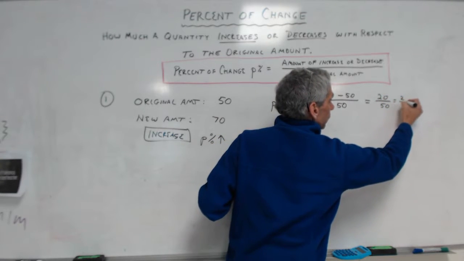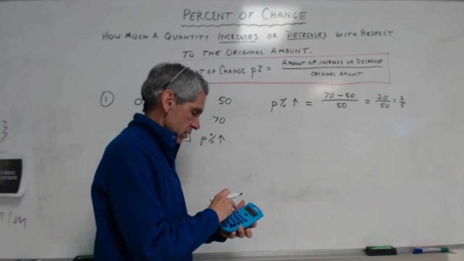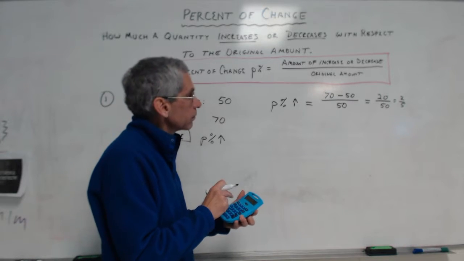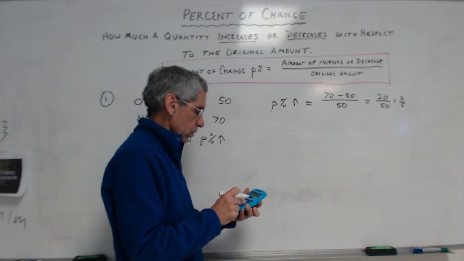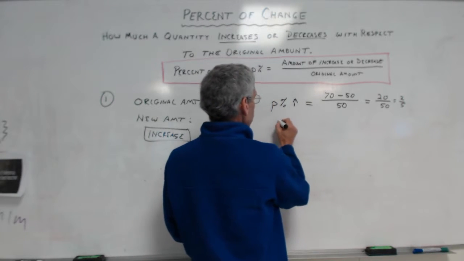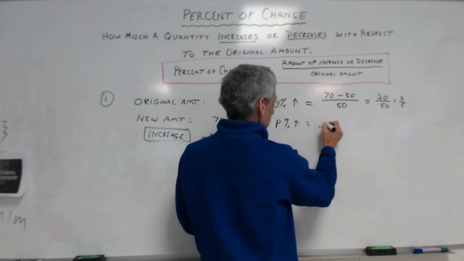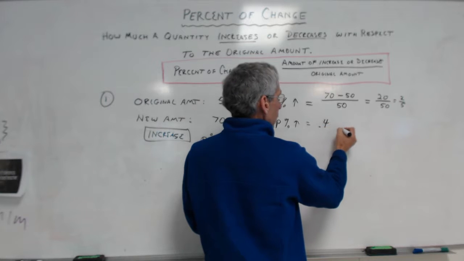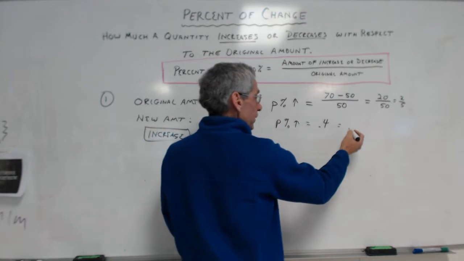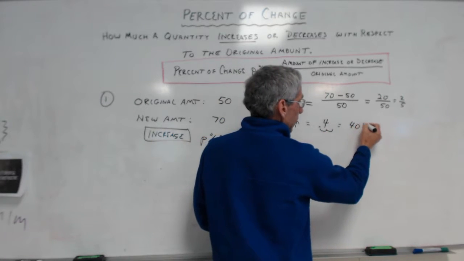So that's 2/5, right? And then if I get out my calculator, 2 divided by 5 equals 0.4. I guess I could pick that up in my head. But anyways, so the percent increase is 0.4, which I've got to turn into a percentage, right? So it's going to be 40%.